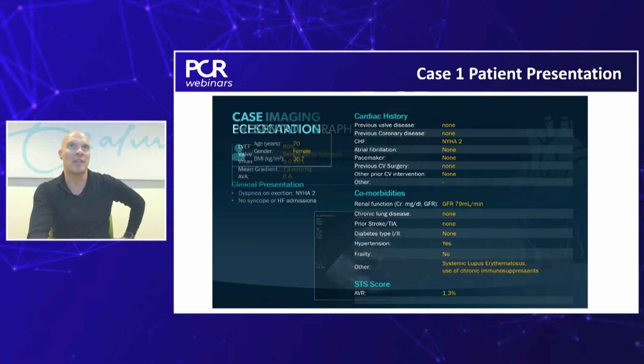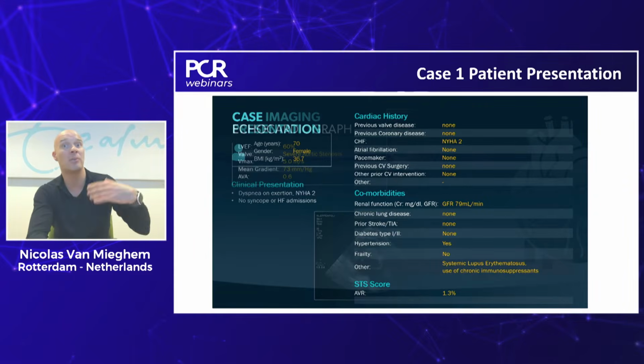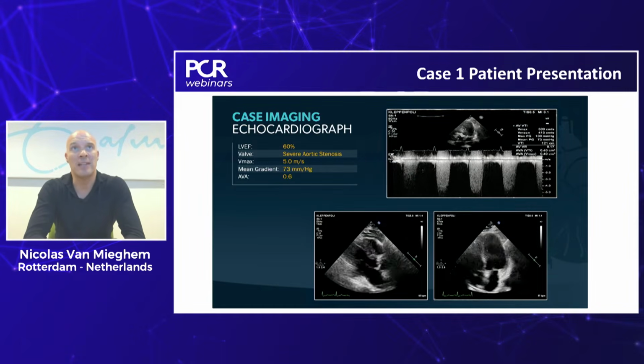Yeah, so the first case was a case that we did in Rotterdam a couple of weeks ago, a 70-year-old female obese patient who also has systemic lupus for which she received chronic immunosuppressants. She has a low STS score, but because of the obesity and the corticosteroid dependency, she was deemed a good candidate for a TAVI procedure. And so she was New York Heart Association class 2. And basically, this is her echo.